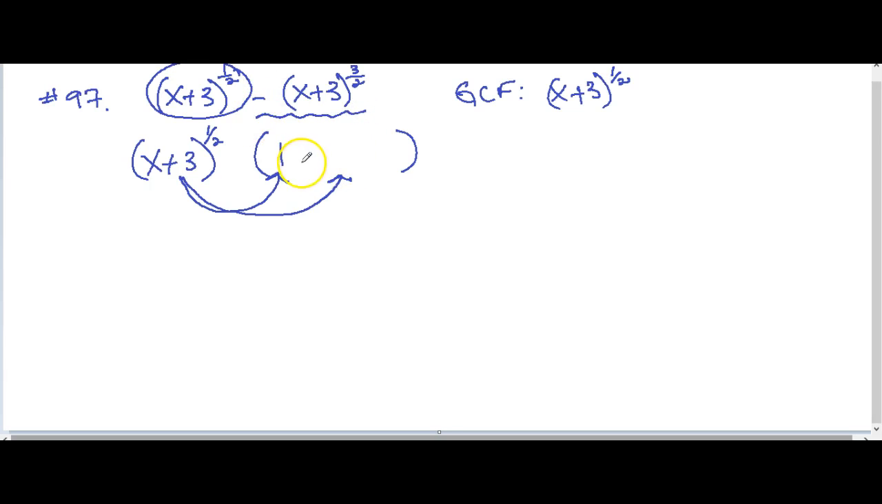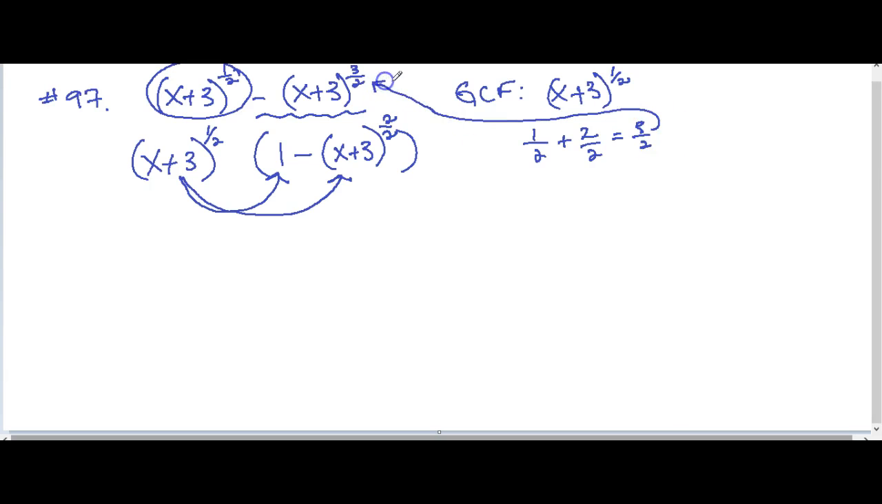So right away I see that it's going to be negative, and it is going to be x plus 3. And the power is going to be a fraction that when we add 1/2 to it, we get 3 over 2. So that's going to be 2 over 2, because 1/2 plus 2 over 2 gives us 3 over 2, which is this.